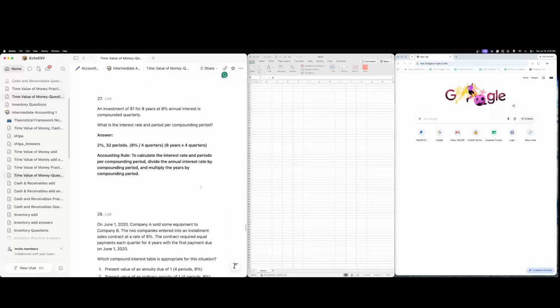An investment of $1 for 8 years at 8% annual interest compounded quarterly. What is the interest rate and the number of periods per compounding period? There are 4 quarters, and the annual interest rate is 8%, so each compounding quarter is going to be 2%. But there are 8 years, so there are going to be 32 periods at 2%.